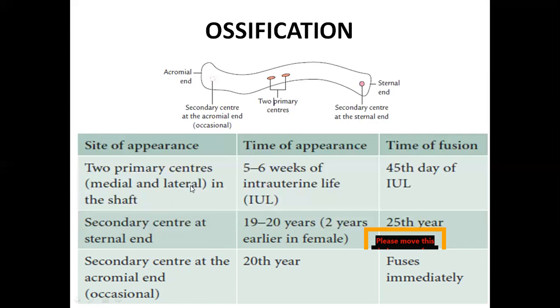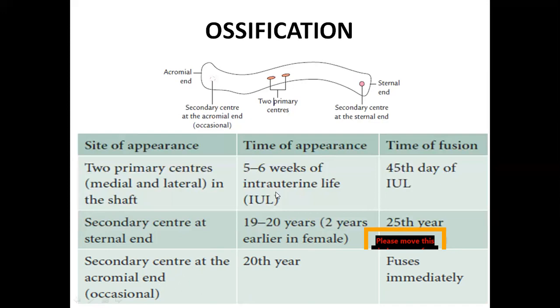So medial and lateral, we see they are appearing during the 5th to 6th weeks of intrauterine life, and they fuse during the 45th day of intrauterine life. Then the secondary center at the sternal end is appearing during 19 to 20 years of life, 2 years earlier in females, and it is fusing by the 25th year of life.